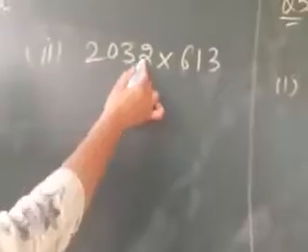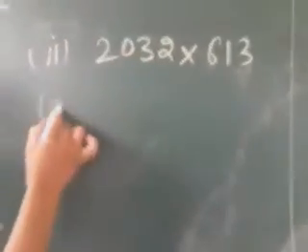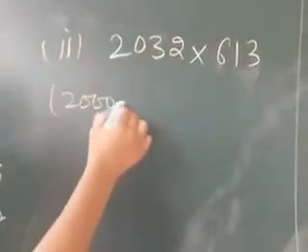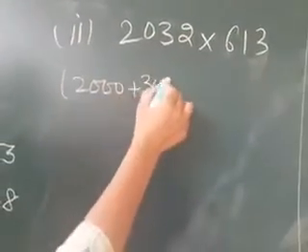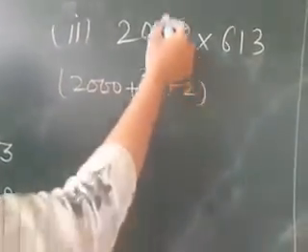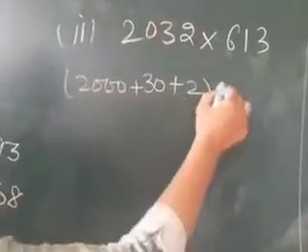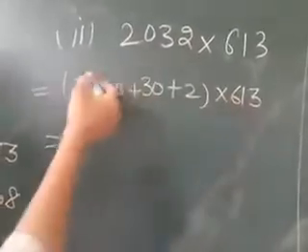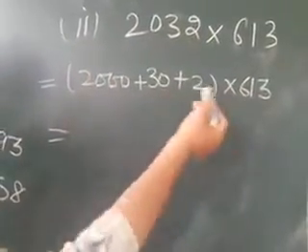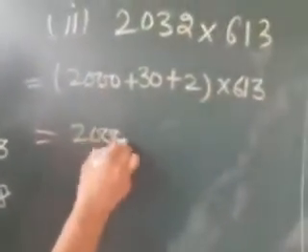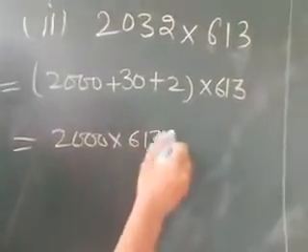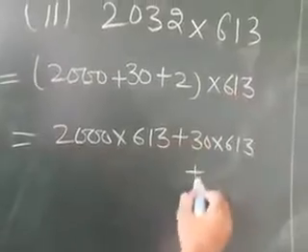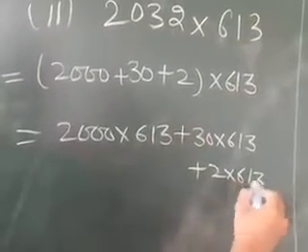We'll break this number. This is at the 1000 place, so its expanded form will be 2000. Hundreds पे तो 0 है, no need to write. So this is 30 and this is 2. 30 tens and 2 into 613. So then distribute this number with the first number, then this with the second, then this with the third. So 2000 into this, with the second number, then with the third number.